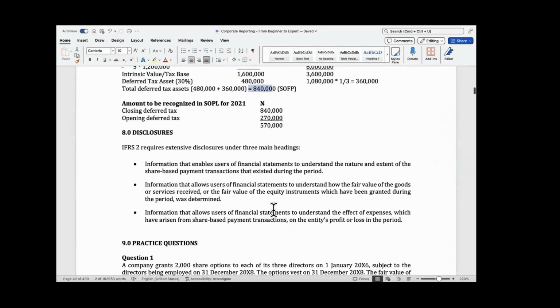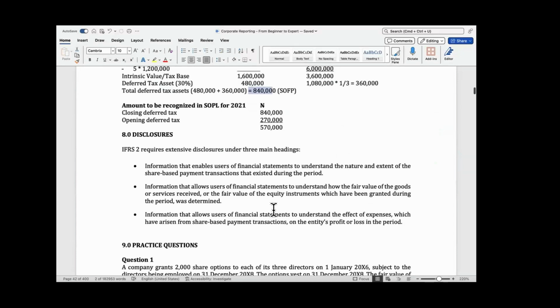So these are the disclosure requirements for share-based payments. Every standard has a disclosure requirement. There are 3 main headings. It requires extensive disclosures, but there are 3 main headings for share-based payments. Number 1 is that you need to tell us the nature and the extent of the share-based payment transaction that exists. You need to tell us, is it equity settled? Is it cash settled? If you don't tell the user, they won't know. So you need to do an extensive explanation of the nature of the share-based payment.